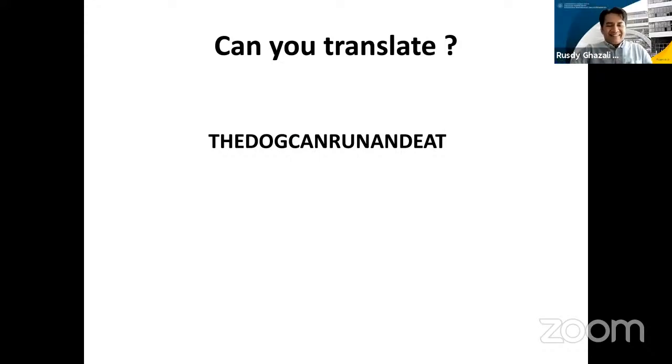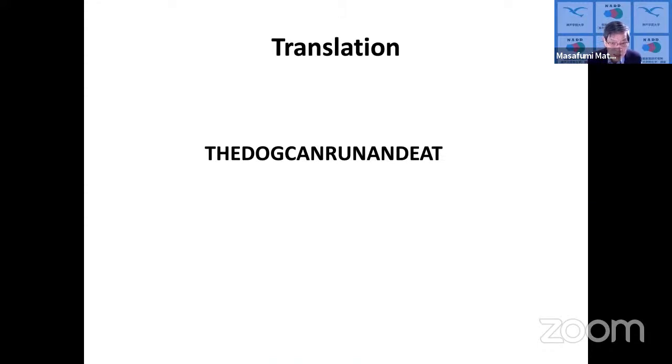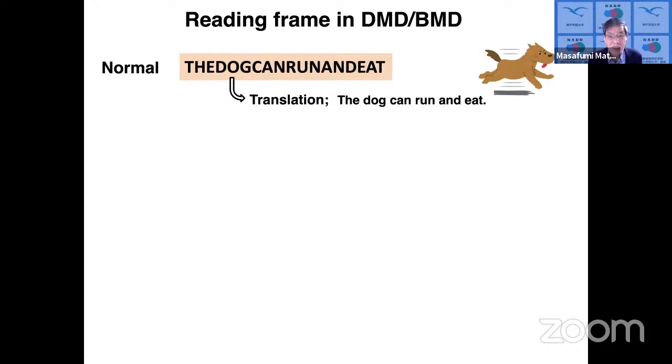It's easy, but this depends on the principle of genetic information flow from gene to protein. Genetic information is transmitted from gene through mRNA and to protein by the action of transcription, splicing and translation. At the step of translation, mRNA is translated into protein by the codon. So this letter can be translated into "the dog can run and eat." Based on this, I can explain the difference between DMD and BMD.